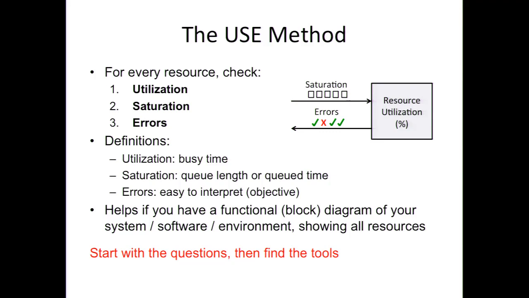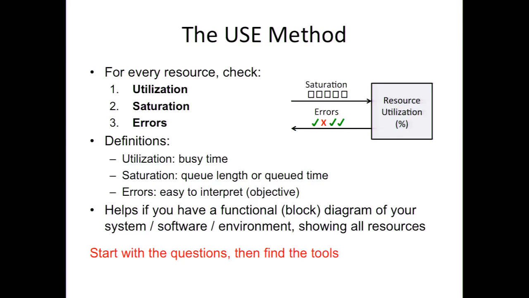With the USE method, what I want is a functional diagram of the system, and then I want to say, I only want three metrics for each of the components. That's utilization, saturation, and errors. So what that does is, there's only maybe a dozen components on the system, so now I've narrowed down how many metrics we have to check to 30 or 40.